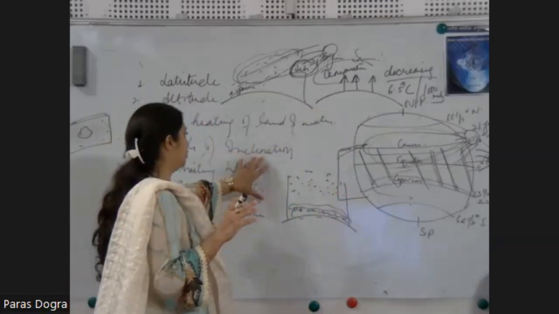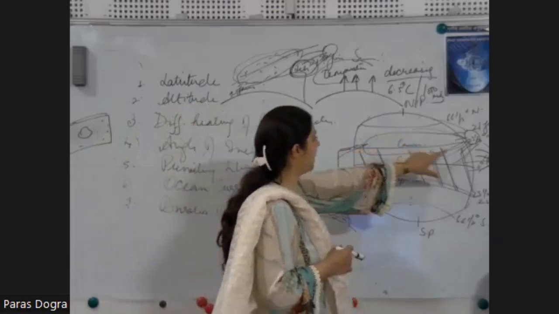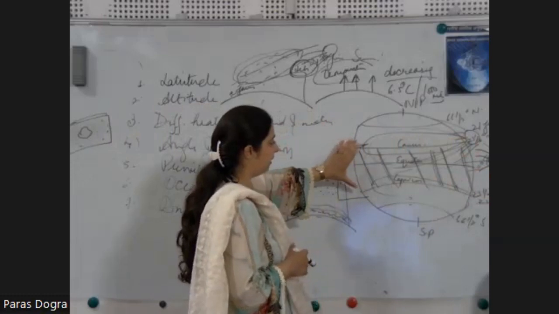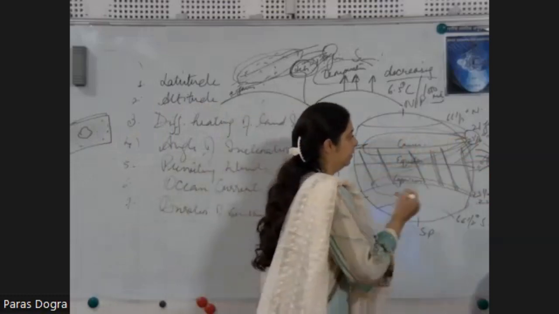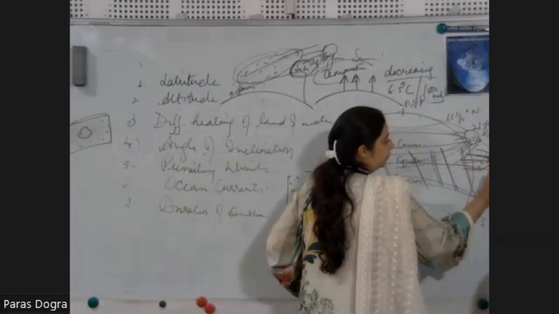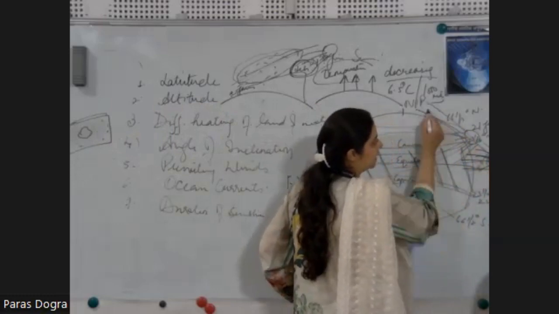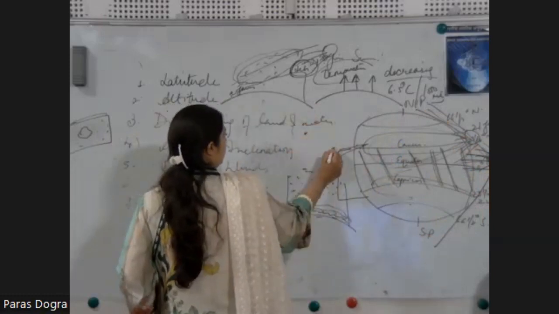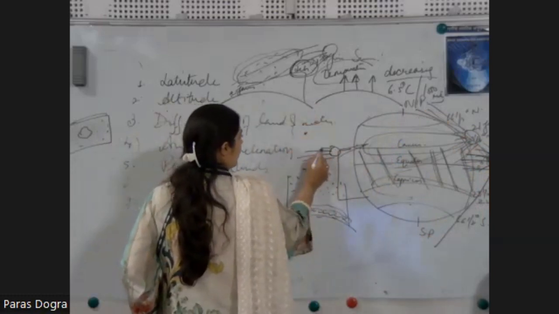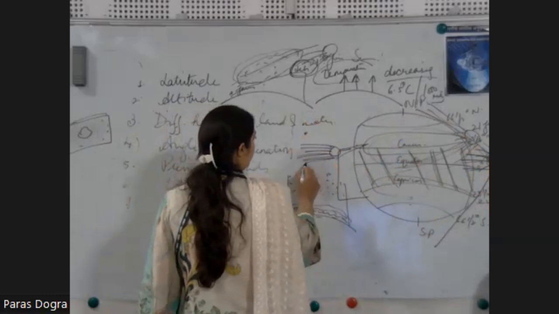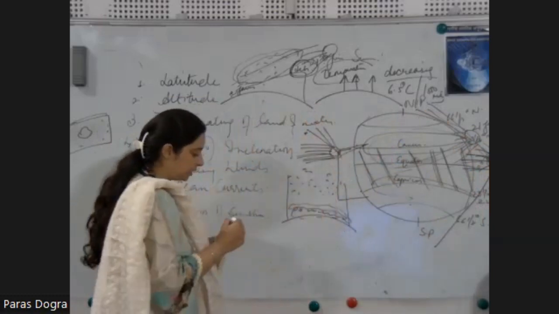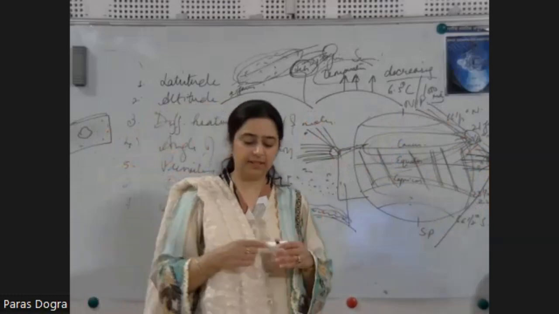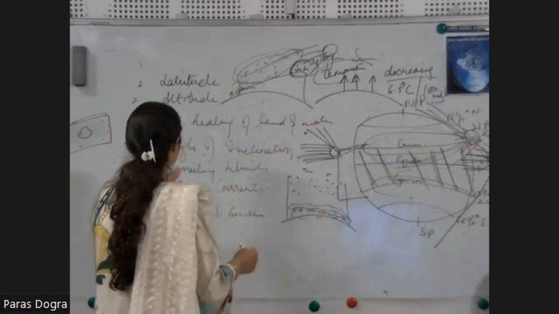Then the angle of inclination, which is the angle of the sun rays. The places near the equator are facing the sunlight quite vertically, but the poles are getting slanting sunlight. The slanting rays have to pass through a much thicker layer of the atmosphere. And this is also going to play an important role in deciding the temperature.